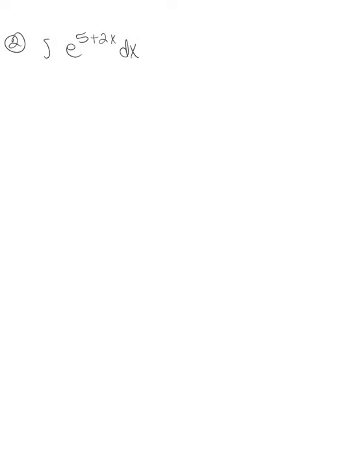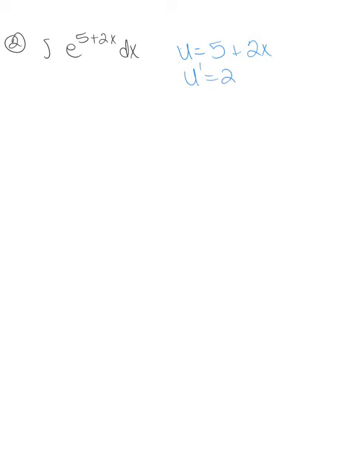Not a basic rule, because the only basic rule that we have would have to look like exactly e to the x, and this doesn't. So I'm going to try a u substitution. Once again, in this case, I think letting u be equal to the exponent is going to work out quite nicely. If I let u be equal to 5 plus 2x, then the u prime that goes with that is 2.